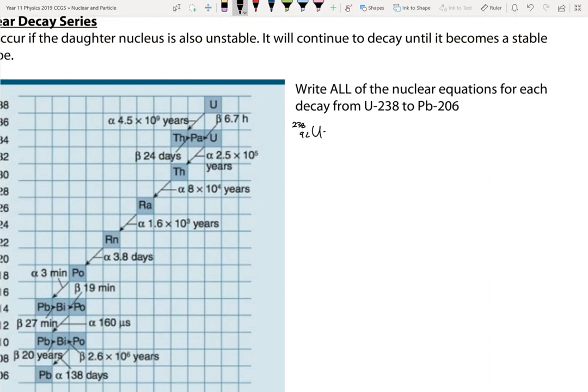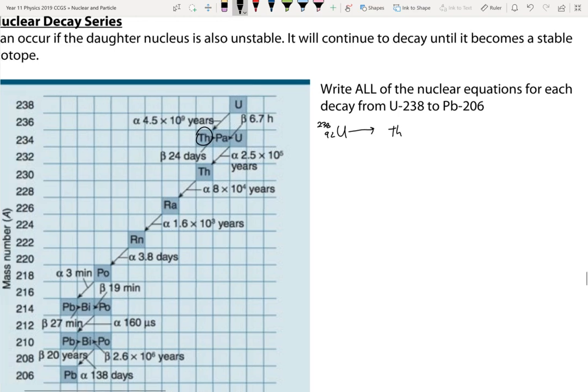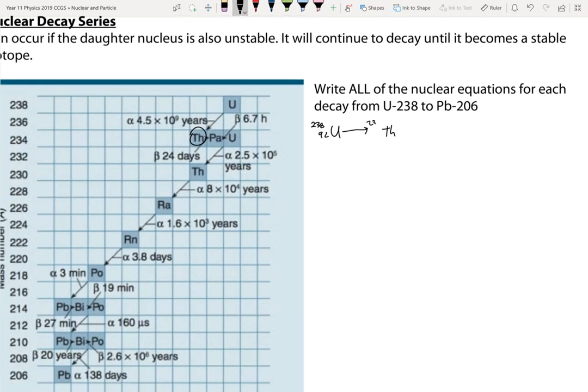Uranium-238, 92, goes to thorium-234, 90, plus alpha. Oh, that should be 90, sorry. Try that again. Thorium-234. Then thorium, so now you do a brand new line, decays to palladium-234, 91, by spitting out a beta negative particle and an antineutrino.